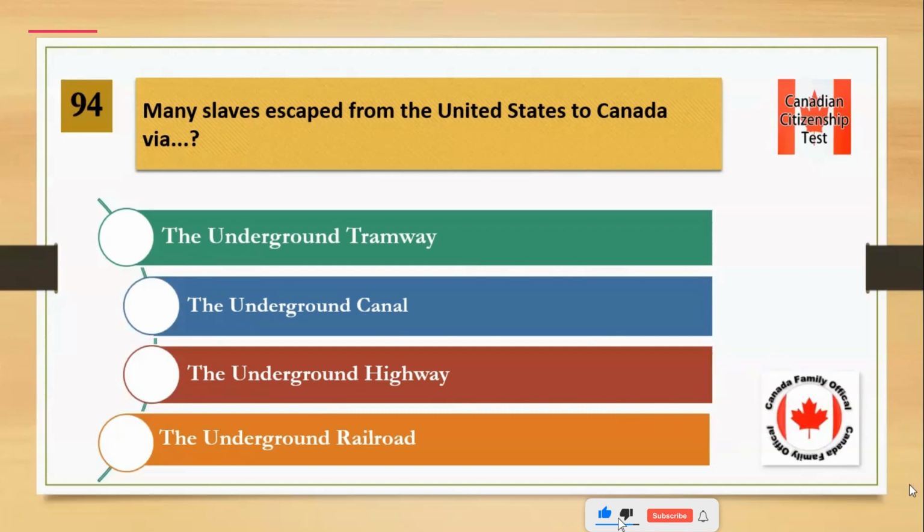Many slaves escaped from the United States to Canada via Number 1, the Underground Tramway. Number 2, the Underground Canal. Number 3, the Underground Highway. Number 4, the Underground Railroad. And the answer is the Underground Railroad.